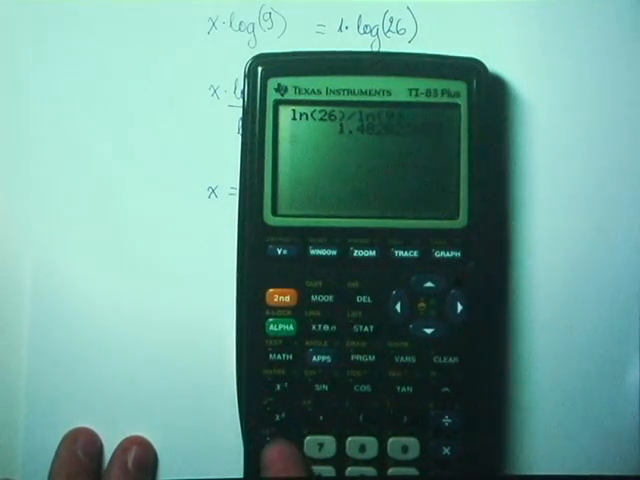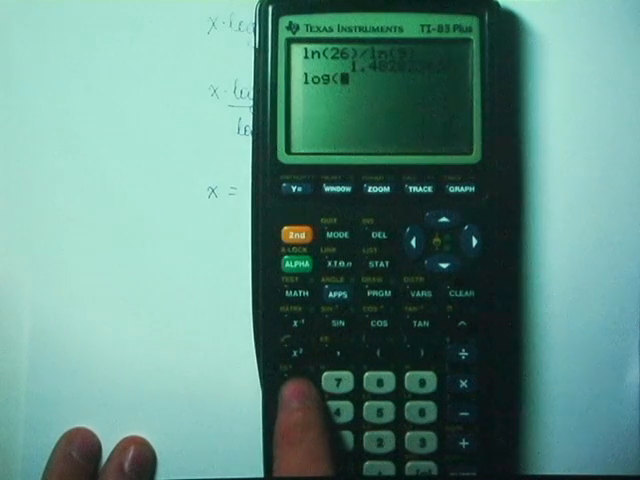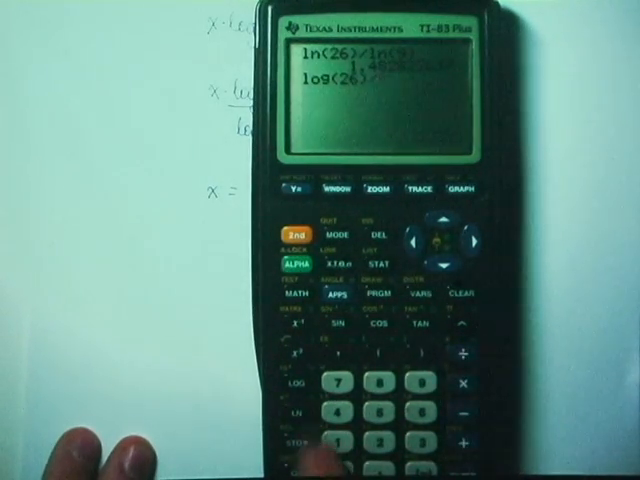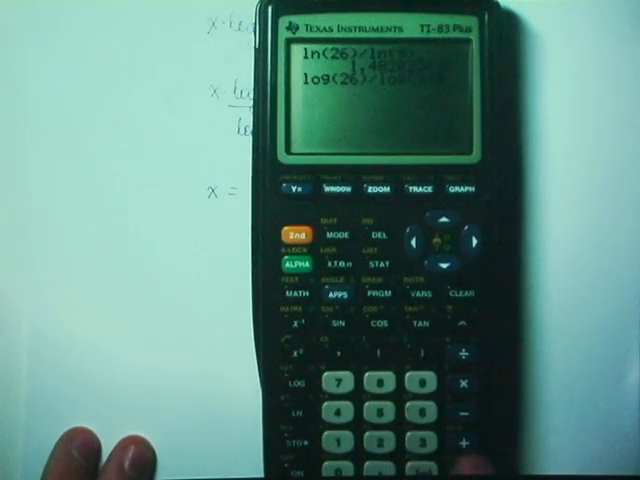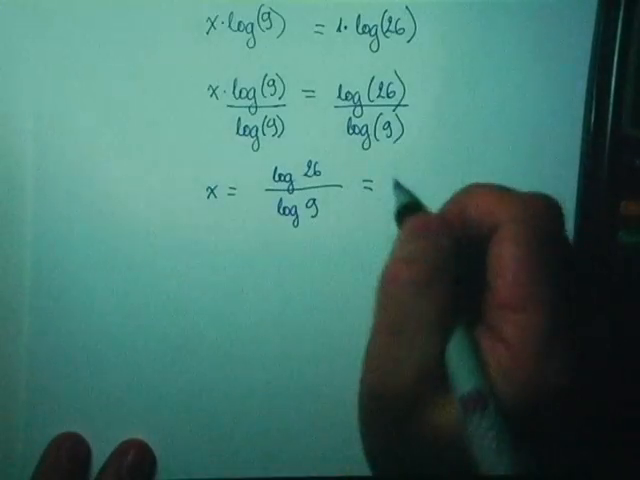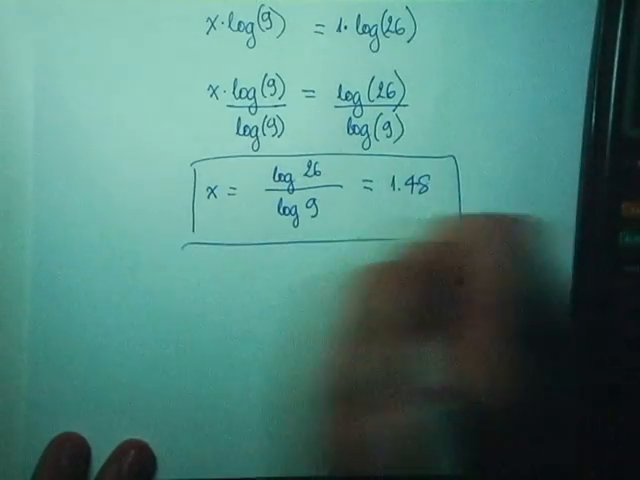So on my calculator, I do have the option to do log. Okay, so log of 26, close parentheses, we would like to divide by log base 10 of 9. Dividing that here, I look at the two answers, and they are precisely the same. So my answer for this problem will be 1.48. Okay, that's how I solve my problem.